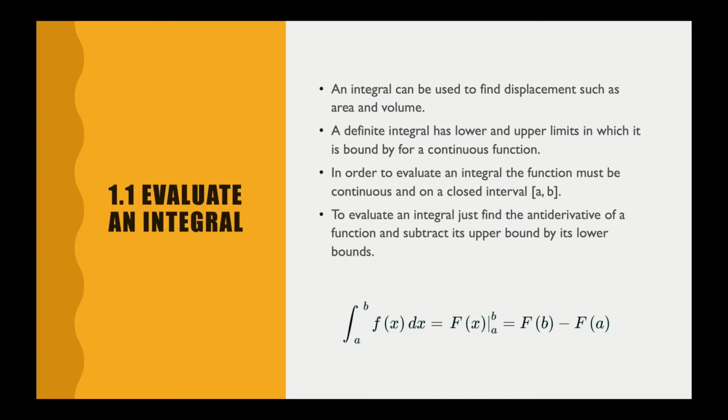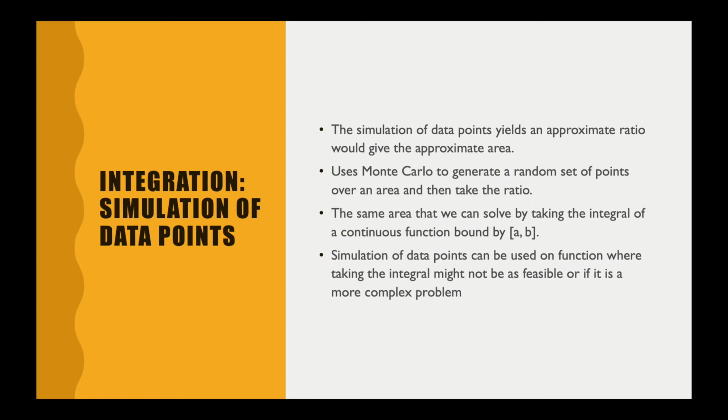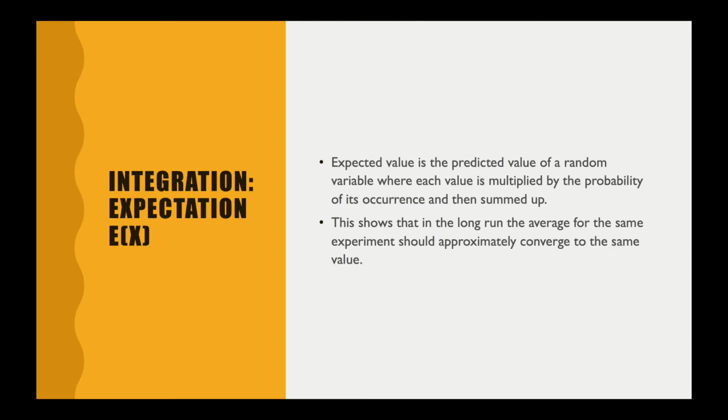To evaluate an integral, we just find the antiderivative of the function and subtract it by its upper and lower bounds. Simulation data points yield an approximate ratio that would give the approximate area under the curve. Using Monte Carlo, it generates a random set of points over and under the curve, and then it takes a ratio. A simulation of data points can be used on functions where taking an integral might not be as feasible, or it might be a more complex problem.